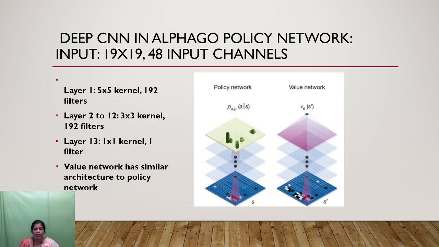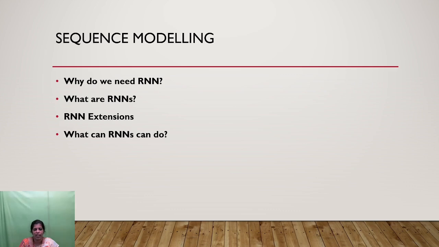Here we have a policy network and a value network. Layer 1 uses a 5 cross 5 kernel with 192 filters, layer 2 uses a 3 cross 3 kernel with 192 filters, and so on up to layer 13 with a 1 cross 1 kernel. The value network has a similar architecture to that of the policy network.